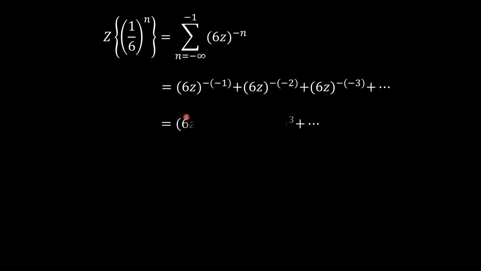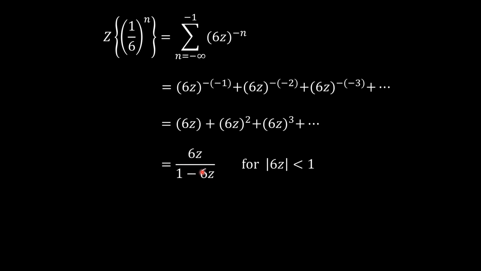Simplifying this expression, it will give us 6z plus 6z whole bracket square plus 6z whole bracket cube plus so on. Again, this is in geometric progression with common ratio 6z and the first term 6z. Therefore, the infinite sum will be given by the first term divided by 1 minus the common ratio, that is 6z divided by 1 minus 6z, and this is true for the modulus of the common ratio strictly less than 1, that is mod of 6z strictly less than 1.